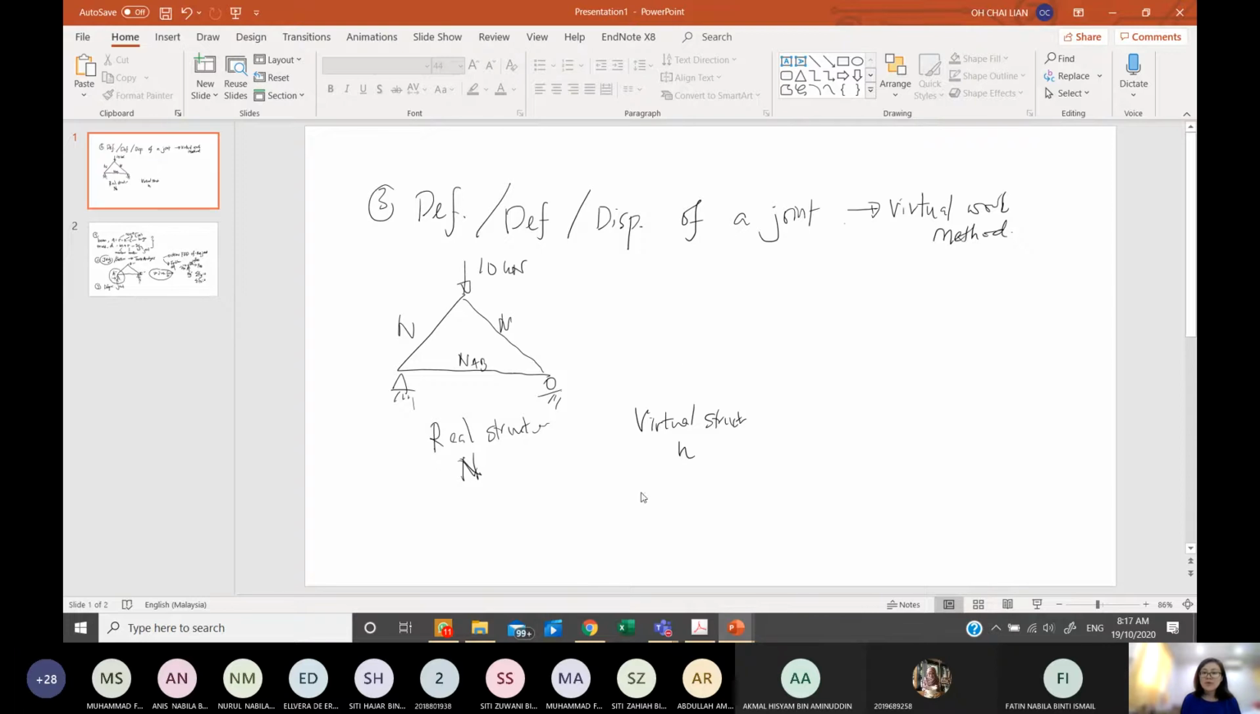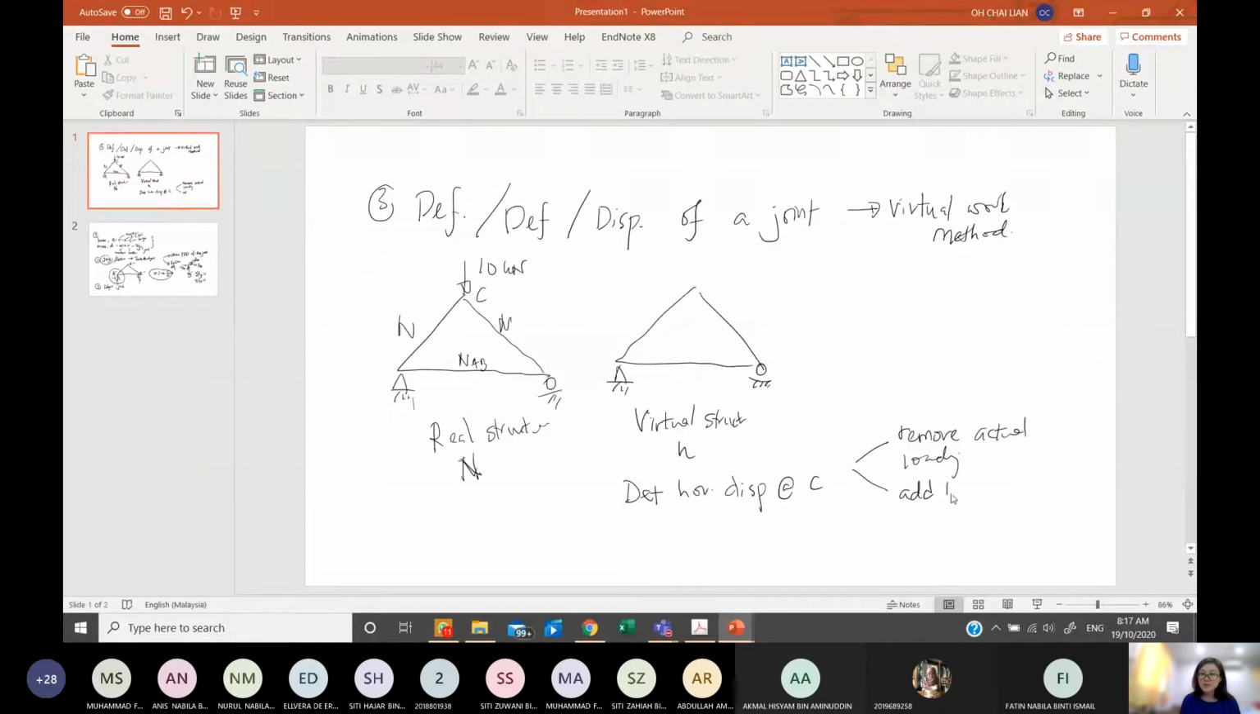So let's say we want to find, this is C, the horizontal displacement at C. In this virtual structure there are two main characteristics. We can remain all the geometry, there is no problem. Then we need to remove, or not include, the actual loading. So the 10 kilonewton should not be included in your virtual structure.